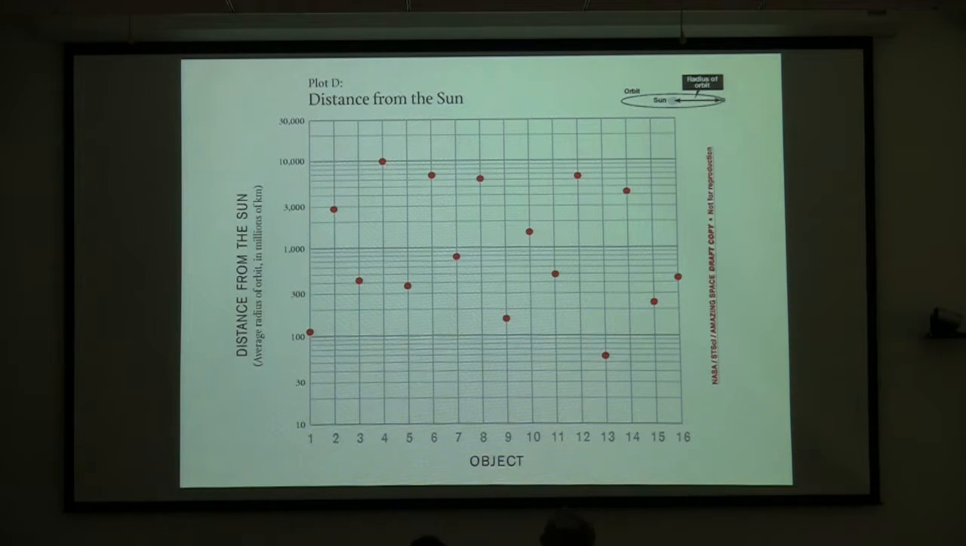Yes. 13 is closest to the sun. Object 13 is closest to the sun. You're seeing two things. Sorry. And number 4 is the farthest from the sun. Okay. Anything else? Over here. Yep. You're starting to get two bands out there. There's two groups. Yeah. Okay. 2 groups. Yeah. Tell me your groups.